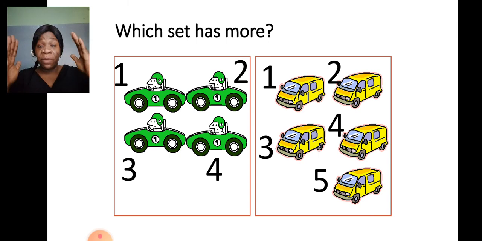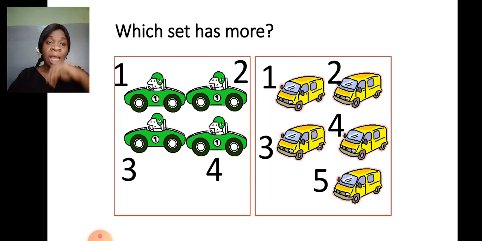Yes, the 5 buses are more because the number 5 is higher than the number 4. Remember, 1, 2, 3, 4, 5. 5 is higher. So the buses have more because there are 5, and the race cars are less because there are 4. Great job. Buses are more than the race cars.